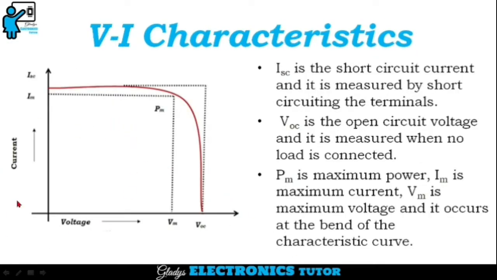This is the VI characteristics of solar cell. ISC is the short circuit current, and it is measured by short circuiting the terminals. VOC is the open circuit voltage, and it is measured when no load is connected. And PM is the maximum power, IM is the maximum current, VM is the maximum voltage, and it occurs at the bend of the characteristic curve.